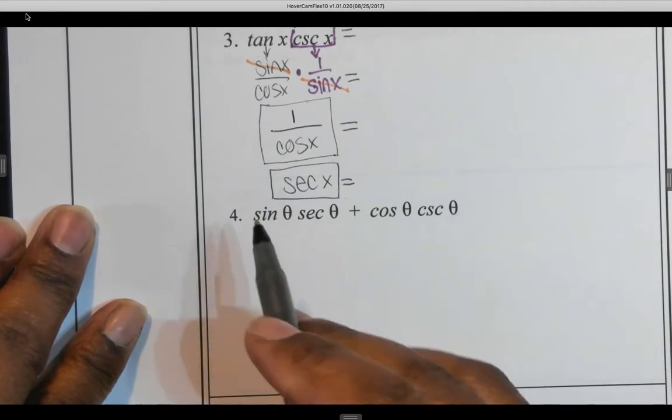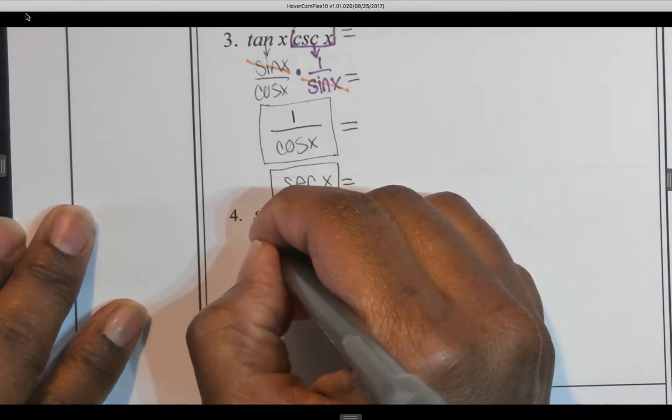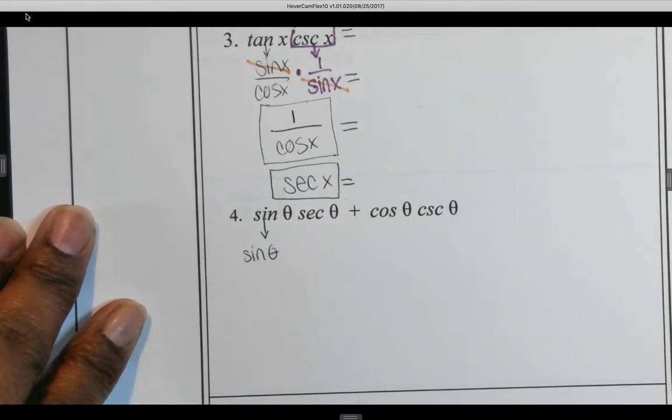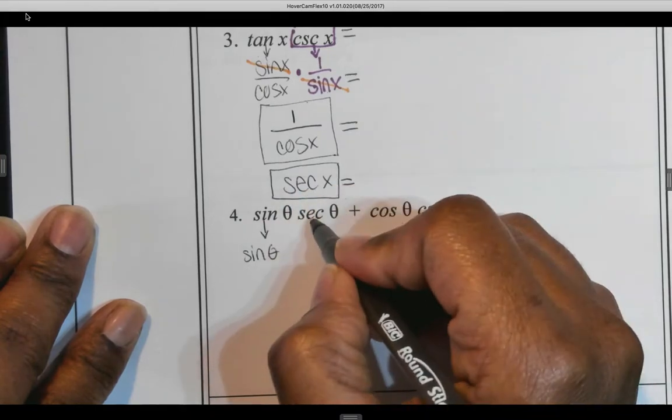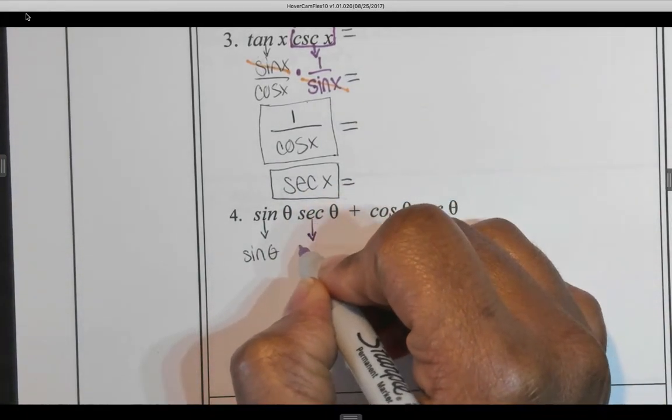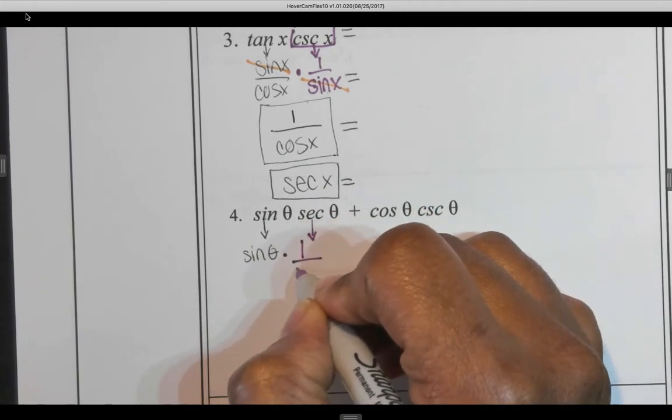Sine is already written in terms of sine. I don't need to change it, right? Because it's already written in terms of sine. But secant, on the other hand, can be rewritten as 1 over cosine.